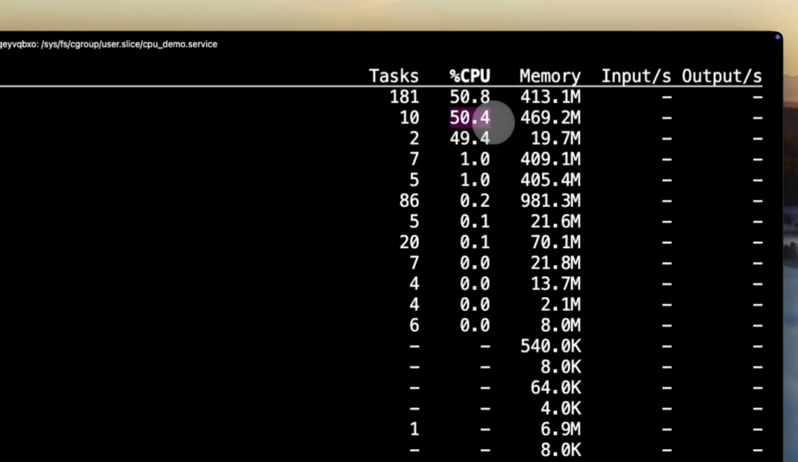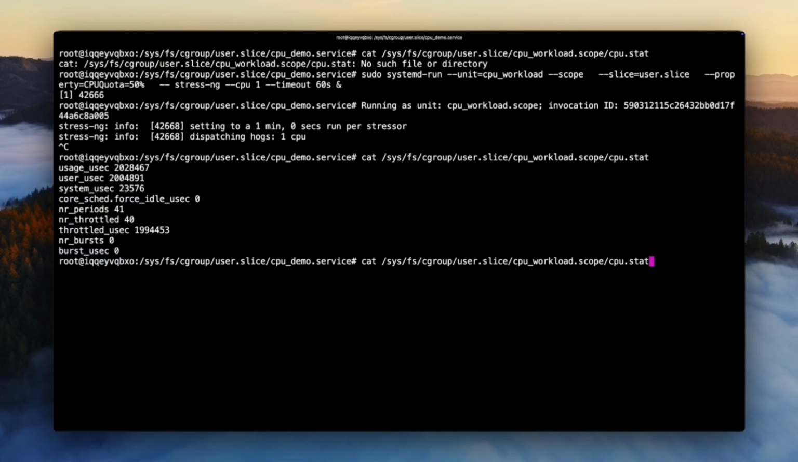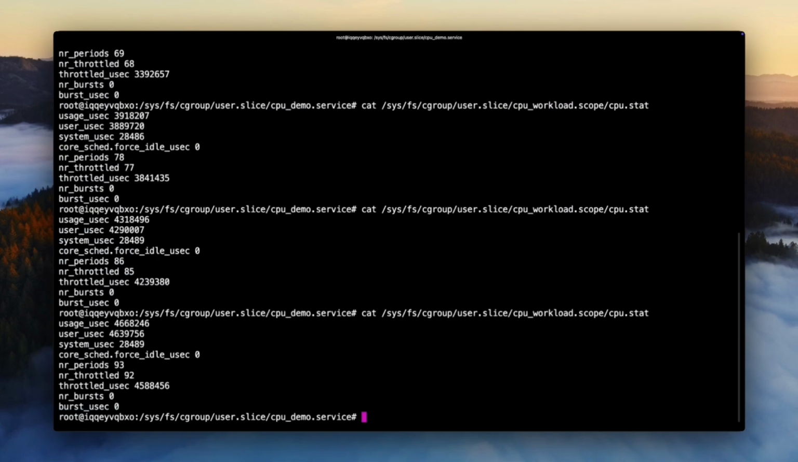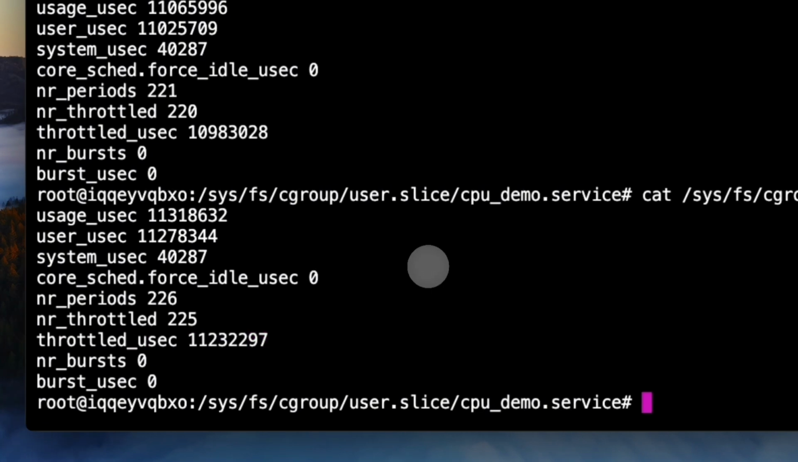And let's see the throttling statistics. We have nr_periods, which is how many quota periods have elapsed. nr_throttled is how many periods we hit the quota limit, it's almost every period, and throttled_usec, it's the total time spent throttled. But what's happening in the kernel?